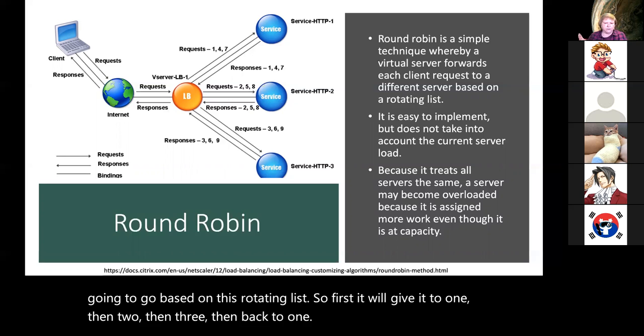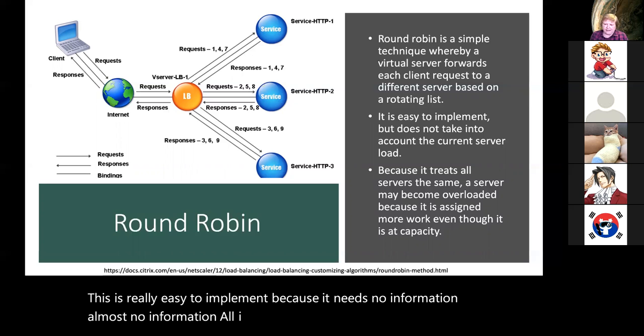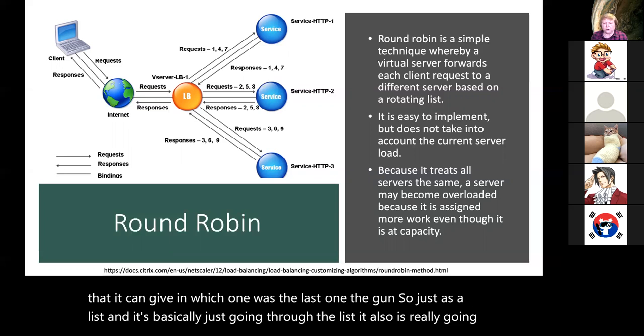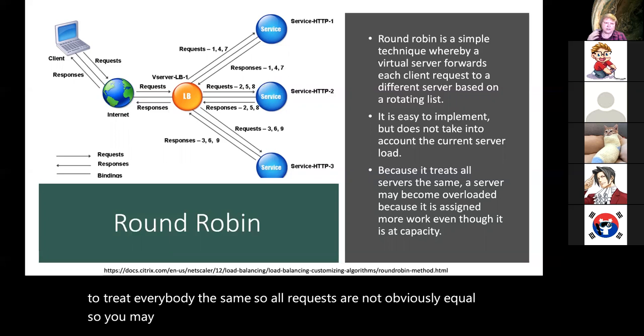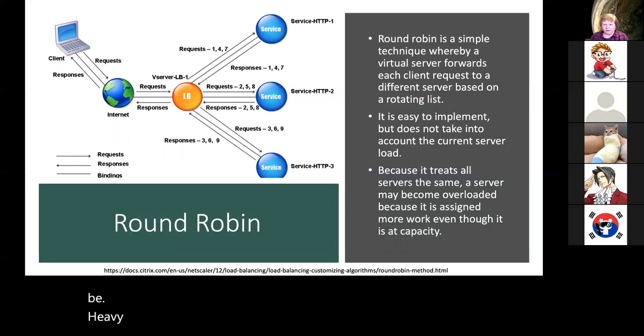This is really easy to implement because it needs no information, well, almost no information. All it needs to know is how many servers it has that it can give out and which one was the last one that got it. So it just has a list, and it's basically just going through the list. It also is really going to treat everybody the same. So all requests are not obviously equal. So you may get a request that is going to actually take one of the servers a long time to do. And so that server is actually going to be a heavy load. And then there's going to be another server that gets the next request, and that request is really quick and easy to do.